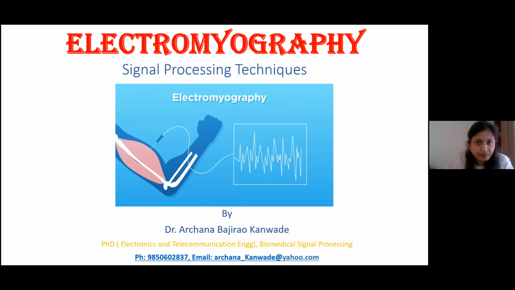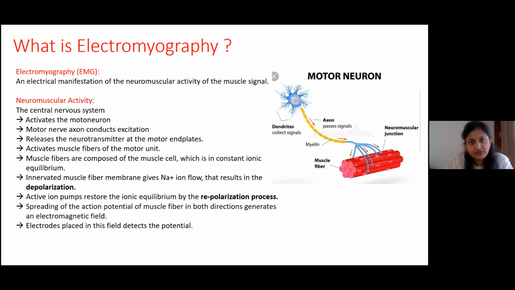Let's start. First is, what is electromyography? Electromyography is the electrical manifestation of the neuromuscular activity of the muscle signals. Whenever we are capturing the signals from the muscles, it is an electromyographical signal. If it is a heart signal, then ECG. If it is a brain signal, then it is EEG. But whenever it is a muscle signal, then it is EMG, that is electromyography.